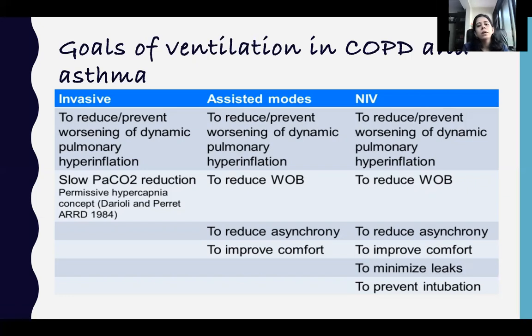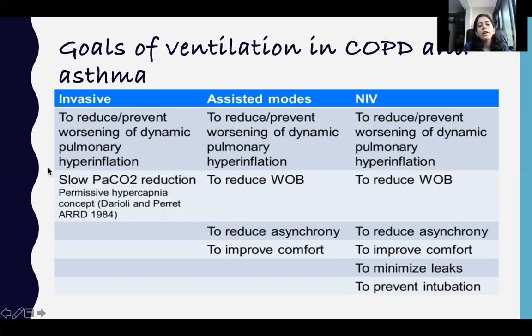In NIV, when we put a patient on NIV, we have to make sure that there is no worsening of dynamic pulmonary hyperinflation, and in fact, there is a reduction in it. At the same time, the use of NIV should reduce the work of breathing, and of course, there should be patient-ventilator synchrony with comfort, and we have to make sure that there are minimal leaks. In assisted modes, similar goals apply.